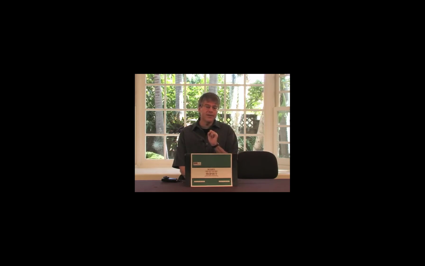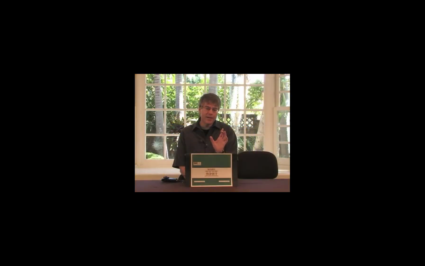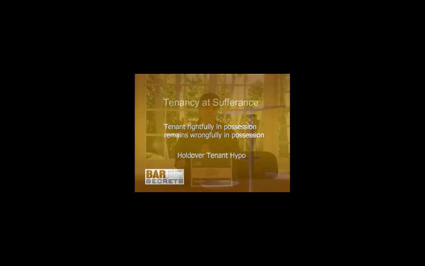Tenancy at will, this will terminate at will by either party. You can't have these being one-sided. If one side has the option to terminate at will, the other side automatically has the same option. Tenancy at sufferance is mainly for someone who was in rightful possession and then remains wrongfully. So that's your holdover tenant hypo.